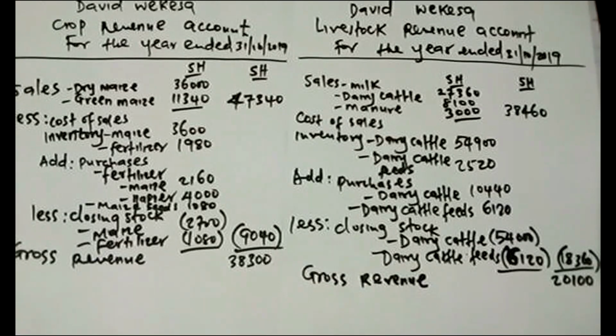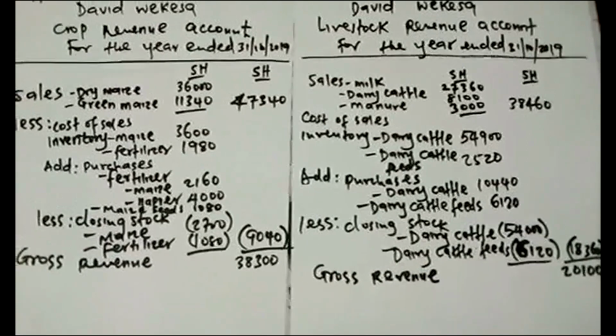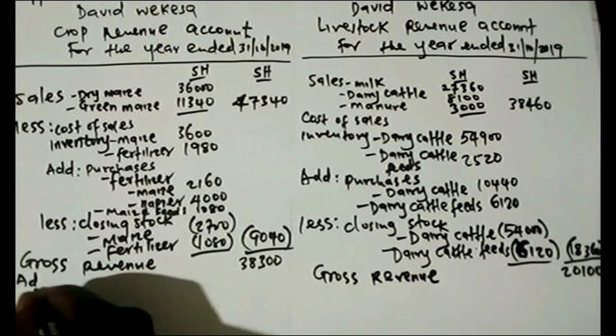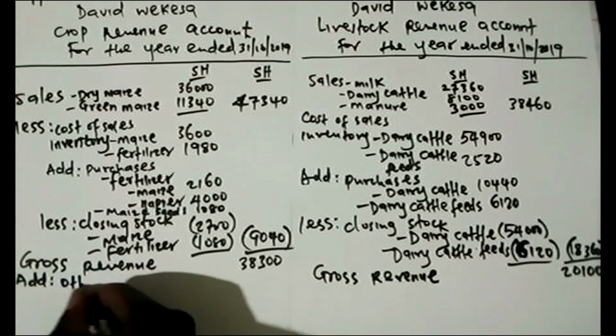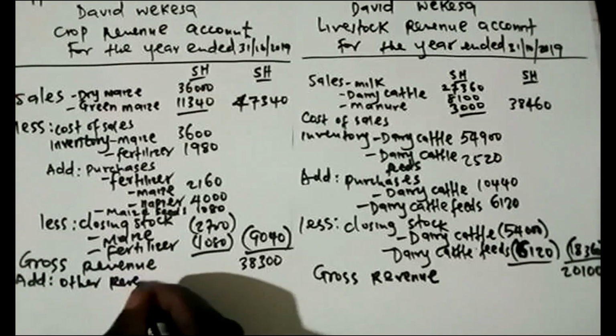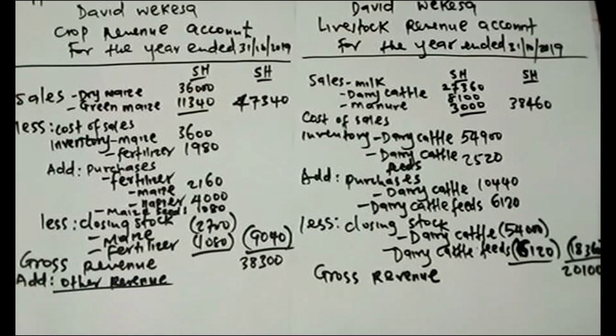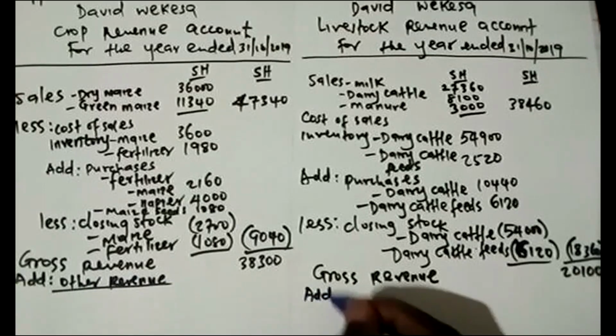So after getting the gross revenue, we have to add some incomes. So add other revenue, which I consider as other income. So the same here, we have to add other revenue.